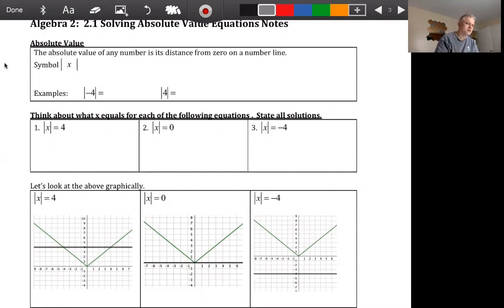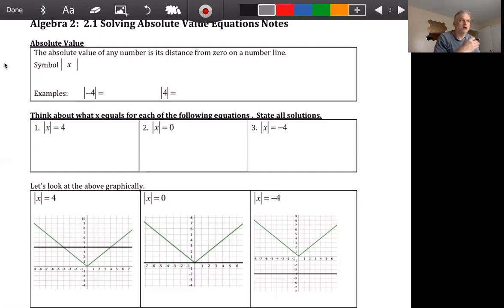All right, so let's take a look at this first page here. Talking about absolute values, which we looked at the end of Unit 1. So with Unit 2, we start a refresher on absolute value. The definition of absolute value is the distance away from 0 on a number line that some number is. And it's always going to be positive.